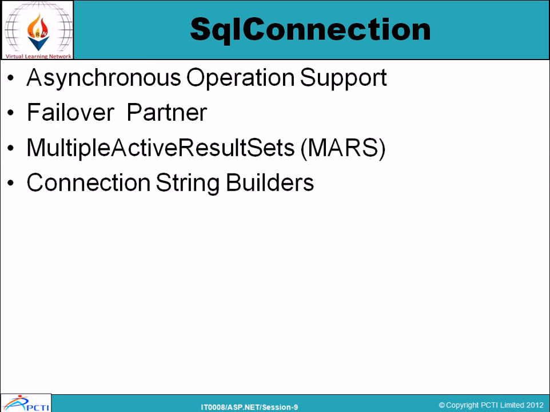Next class is SQL connection. SQL connection supports asynchronous operations. It's a kind of failover partner. It supports multiple active result sets, which in short is called MARS. SQL connection has the commands to establish the link from the strings in the form of connection string builders.